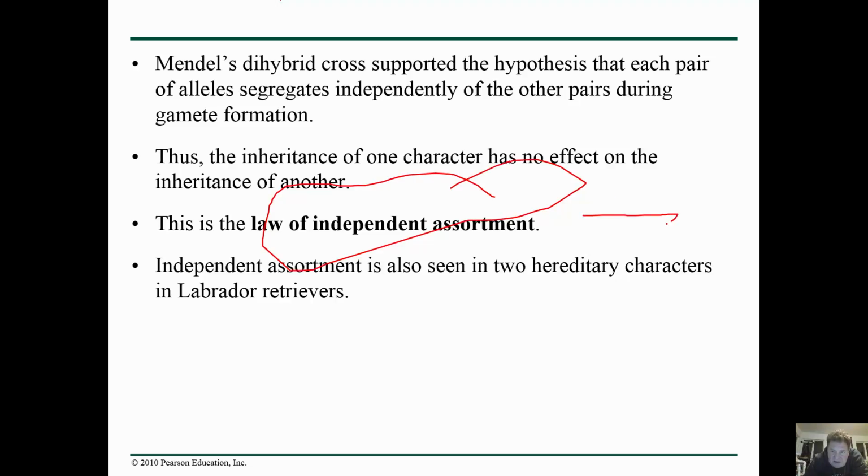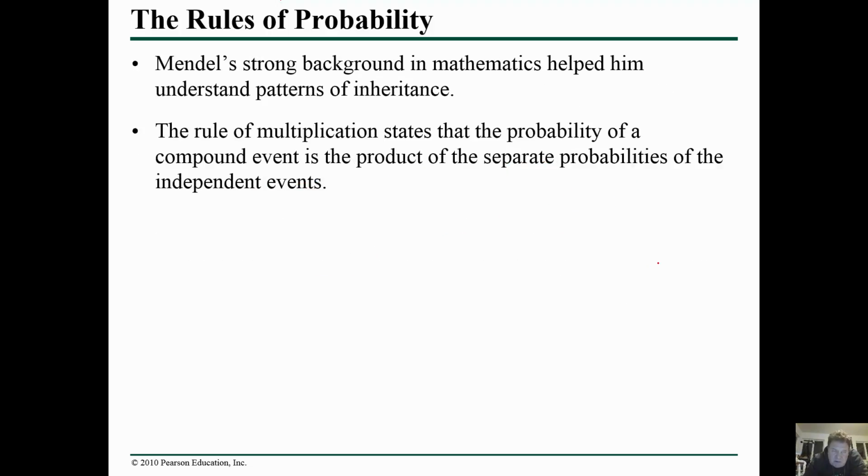And so on the alleles that we looked at the other time, the A, B, and C, they would each assort independently from one another. And so even though they're on the same chromosomes, they can do this. Regarding the laws of probability, Mendel had a strong math background. The rule of multiplication states that the probability of a compound event is the product of the separate probabilities of each independent event. And so you have a 1/2 chance of getting something and another 1/2 chance of getting something. The total chance of you getting something is 1 in 4. That's the multiplication of those.